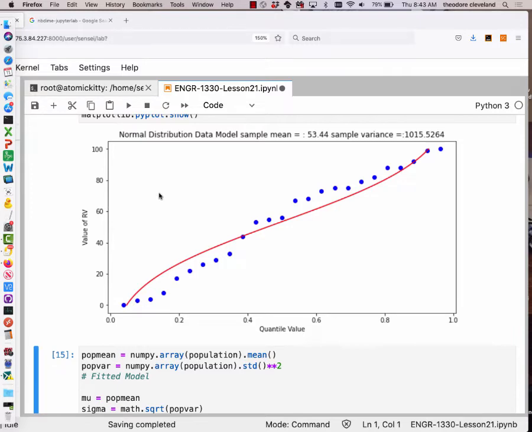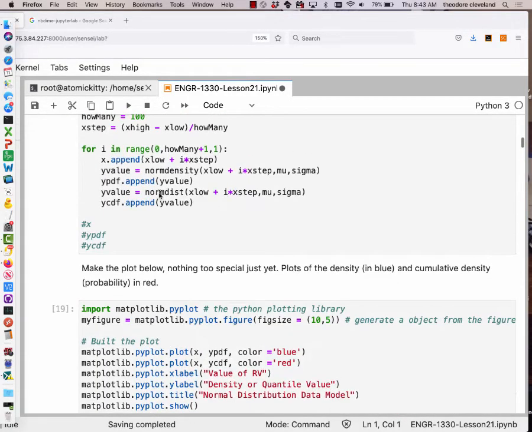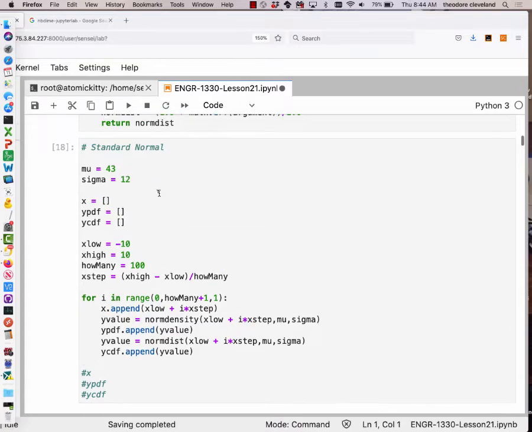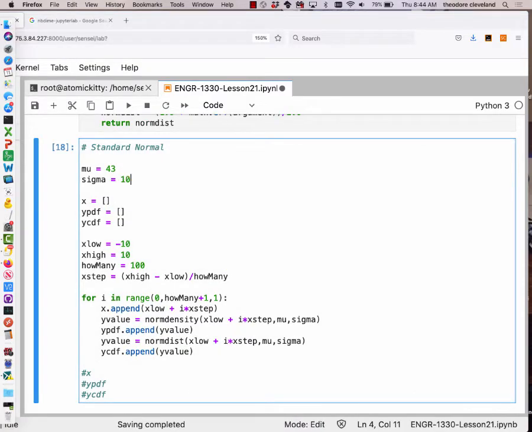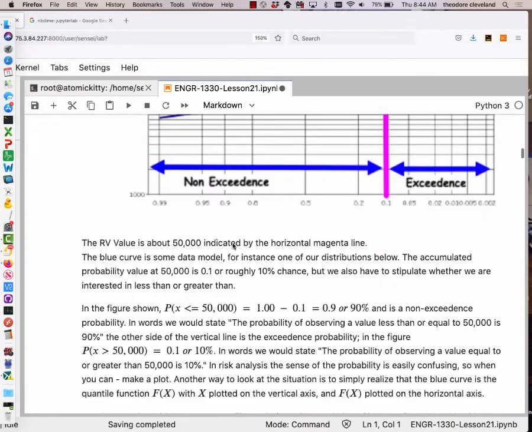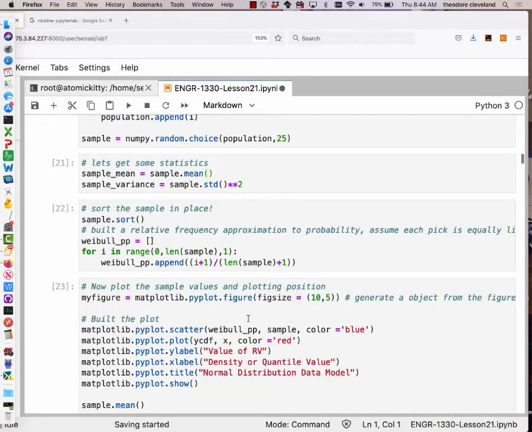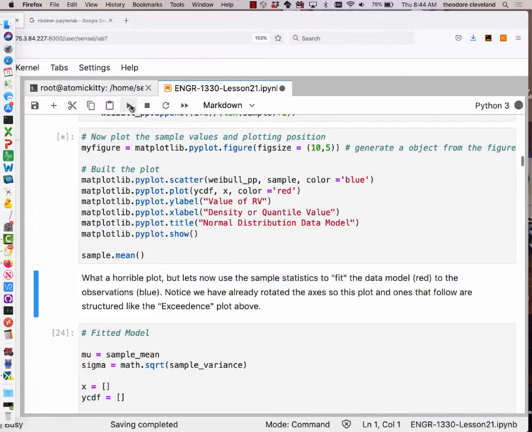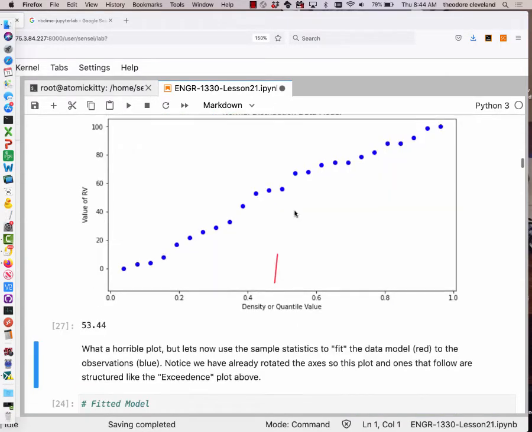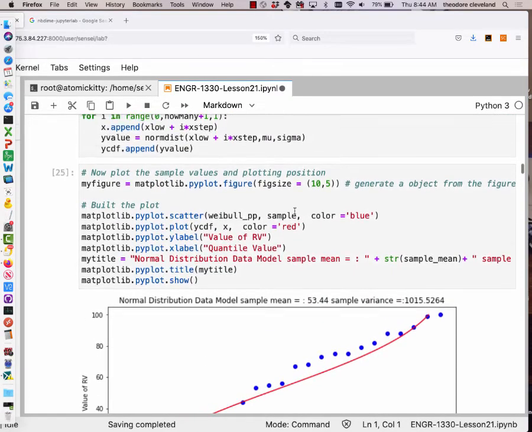All of that kind of looks nice. So it says our sample variance is 1,000. Let's go back and fix this one. No, it's still not working quite right. This one works right, so don't try to do what I did.